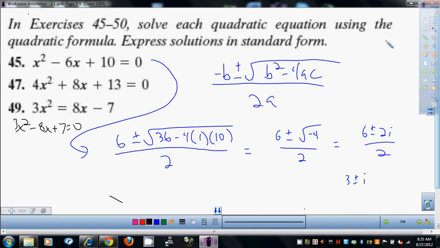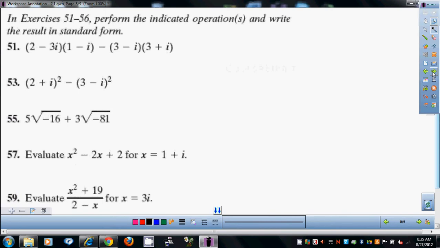All right. Last but not least, let's see. 51 and 53 are just the exact same things we've done before, just a little lengthier problems. 51 and 53, we've already done stuff like that. The only difference is when you're done, you have to add and subtract your like terms. Same thing on 53. We've already done these. Just add and subtract your like terms when you're done.